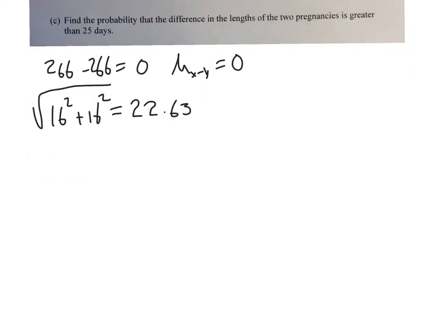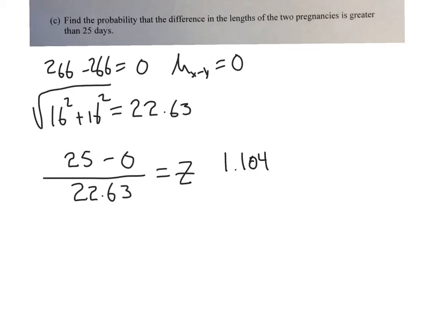Now, z-score, right? We're going to take 25, which is the difference we're interested in, minus our expected value, the mean, divided by the standard deviation, 22.63, and we want to know what's greater than that. Okay, that's going to be our z-score.